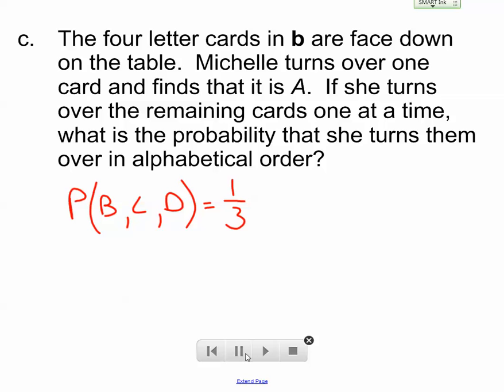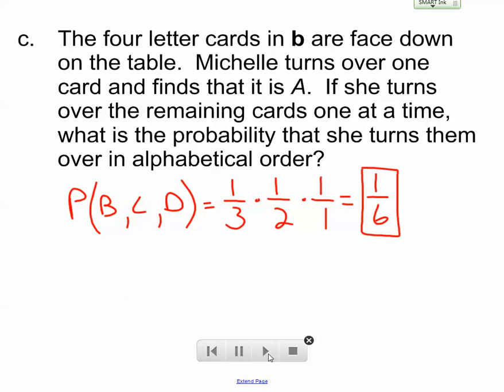Probability she gets B is 1 out of 3. Remember, she found the A. She left it up. Now she's trying to find the B. So it's a 1 out of 3 chance of finding the B. She found that. She's going to have a 1 out of 2 chance of finding the C. And if she gets lucky enough to find that, she's going to have only one card left. It's going to have to be the D.